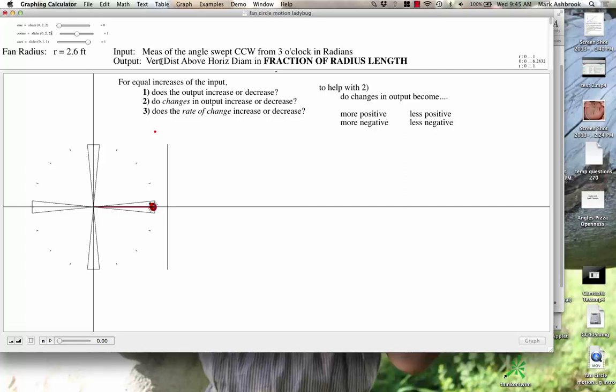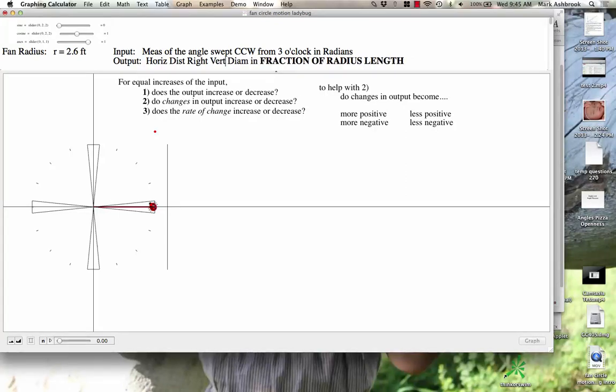horizontal distance right of the vertical diameter. This is a little trickier. To pinpoint the location of the bug, we need 2 output quantities. First we need the vertical distance, which we just analyzed. Now we need horizontal distance. To the what? What was our positive horizontal distance? Right of the vertical diameter.